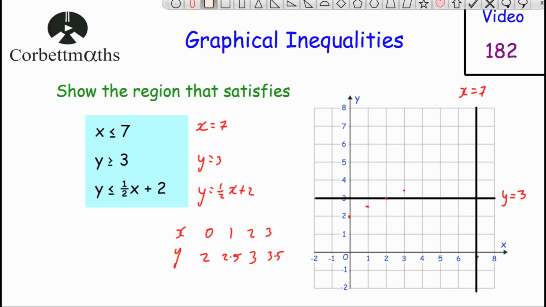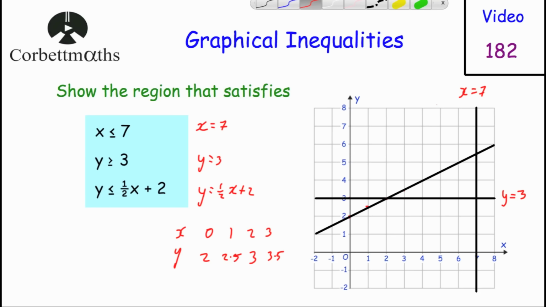So let's get our ruler and pencil and draw a nice straight line through those. And it would look something like that. Okay? So in this question, we've been asked to show the region that satisfies these inequalities. Now we've drawn the line of x equals 7, but we've been told in the question that x is less than or equal to 7. So that means our region will have to be less than 7. So it means that our region will be on the left of this line.